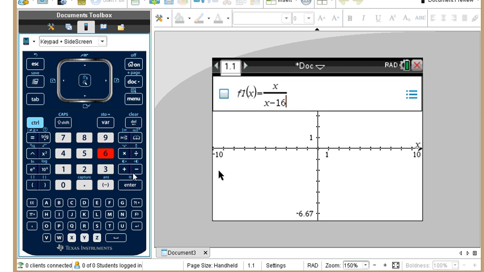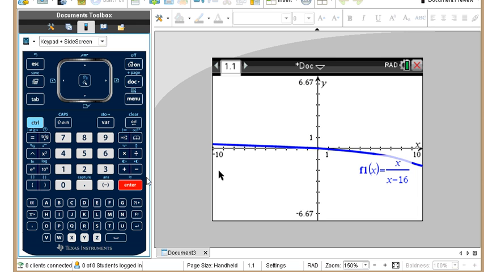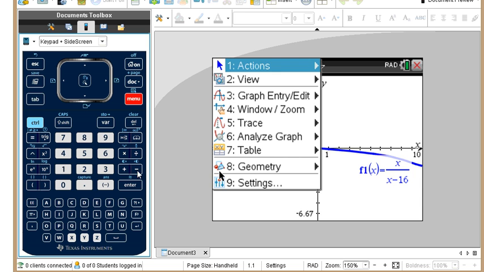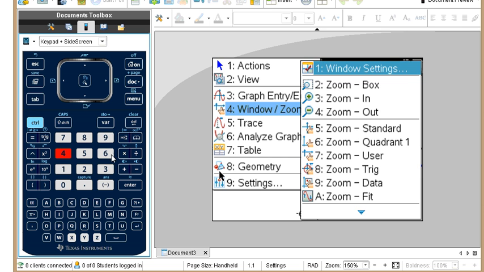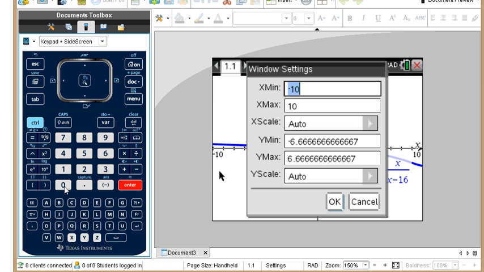And what I'm going to do is just press enter, and we don't see a whole lot. I'm going to adjust the window, and I go to menu, window, and window settings. I'm going to go from x equals 0 as a minimum value of x, all the way up to 30 as a maximum value. And just to kind of see things better, I'm going to change the y minimum to negative 30 and the y maximum to positive 30. And we'll just see what this looks like.